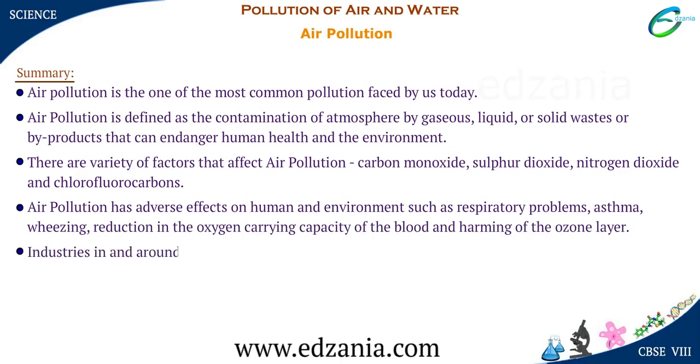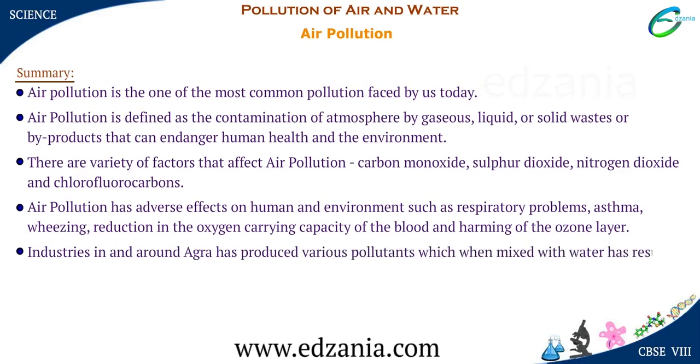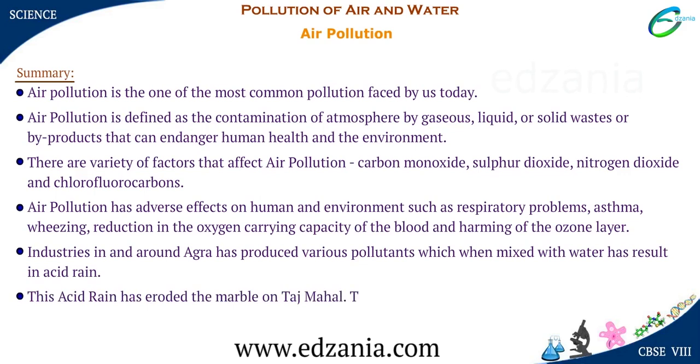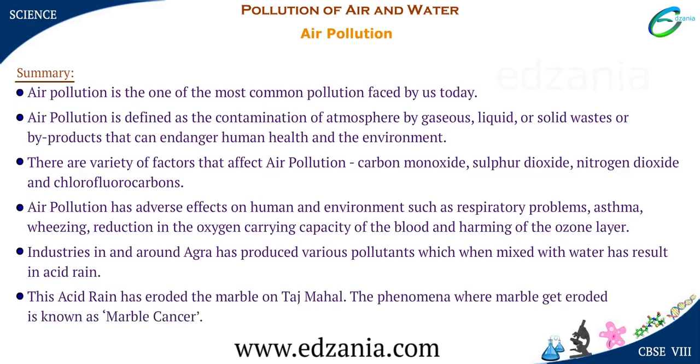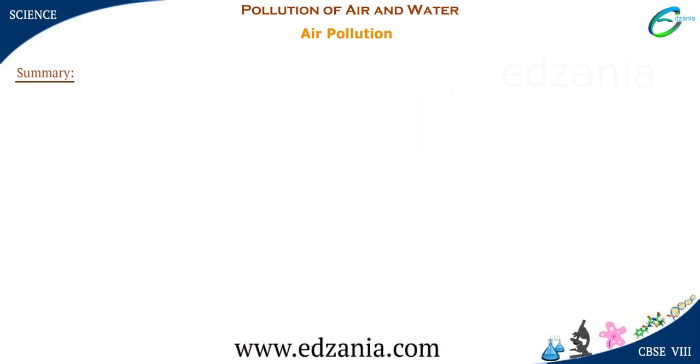Industries in and around Agra have produced various pollutants which, when mixed with water, have resulted in acid rain. This acid rain has eroded the marble on the Taj Mahal. The phenomenon where marble gets eroded is known as marble cancer. The Supreme Court has taken steps to prevent further erosion of the Taj Mahal.